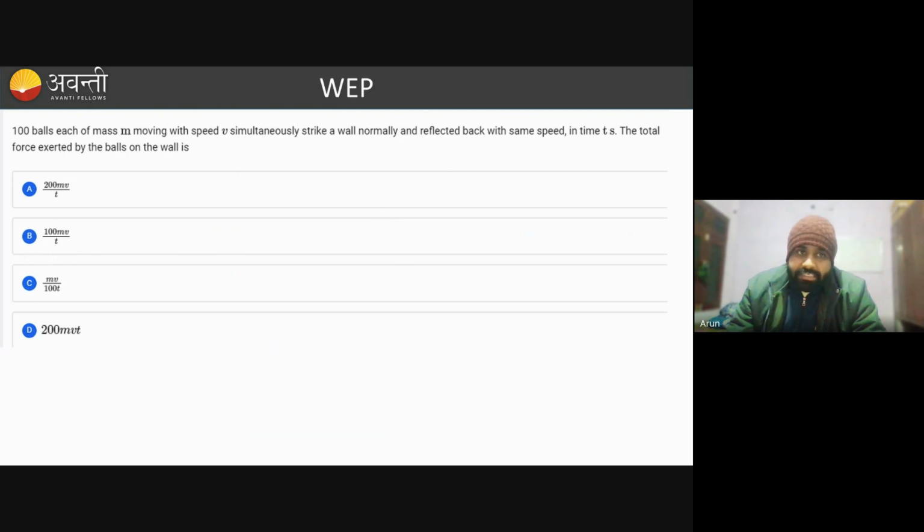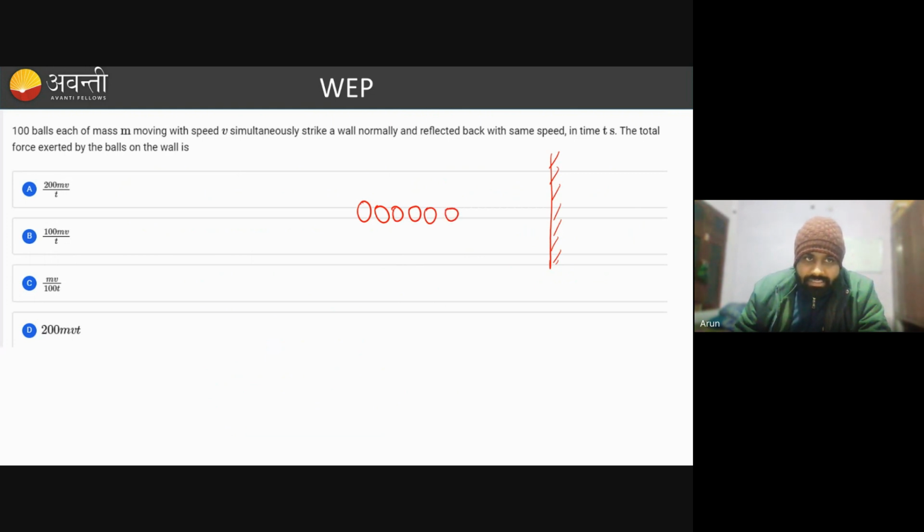100 balls, each of mass small m, moving with speed v simultaneously strike a wall normally and reflect back with the same speed. Now, in time t second, got it? The total force exerted by the balls on the wall is... Let's see, this is the rigid wall we have, and these are the balls coming.